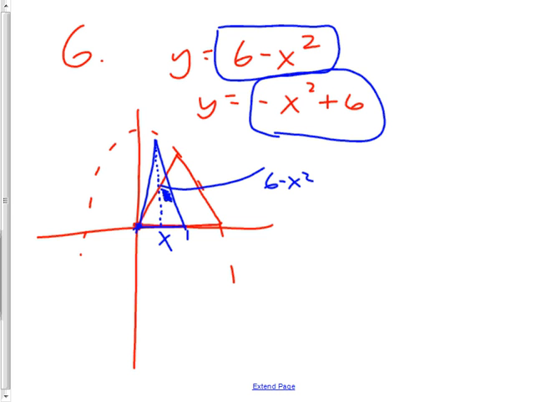And now, could you express the area of it? Sure. Just your base, which is X, times height, which is 6 minus X squared. And then you'd be able to get your answer. So I don't want to tell you any more. I want you to finish it from there.